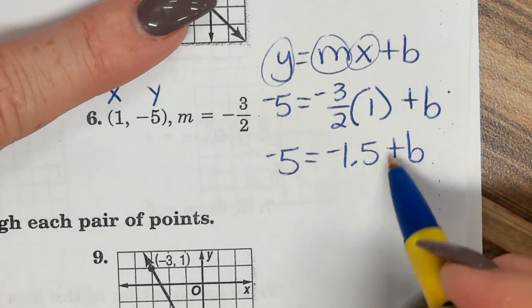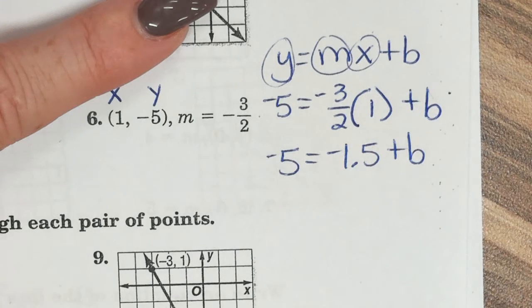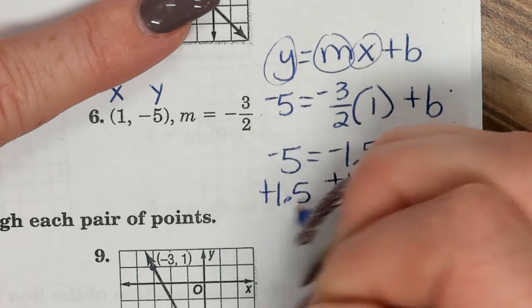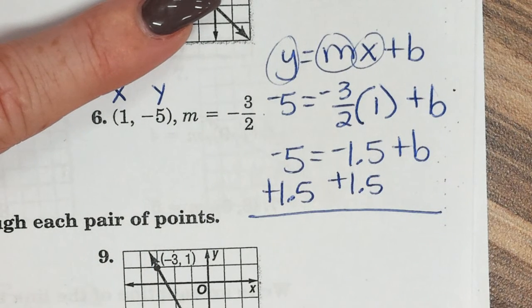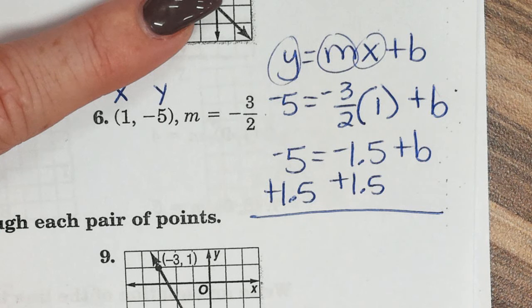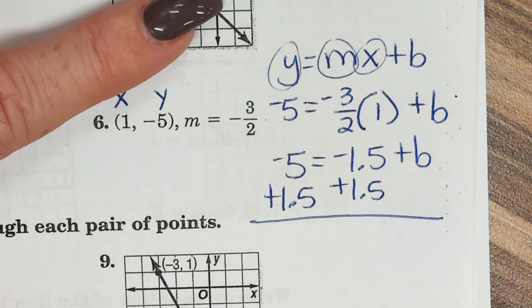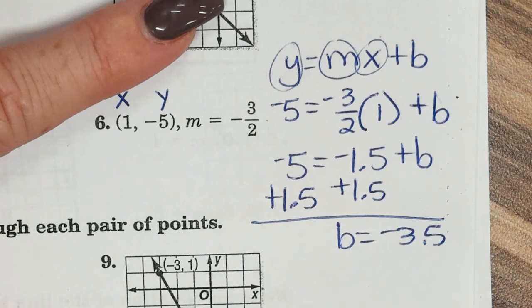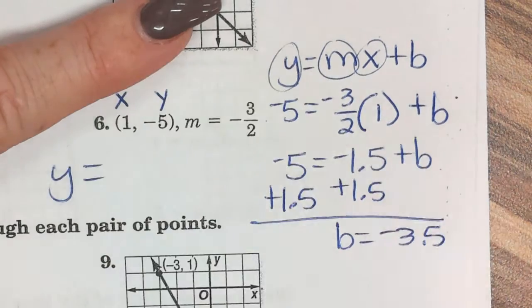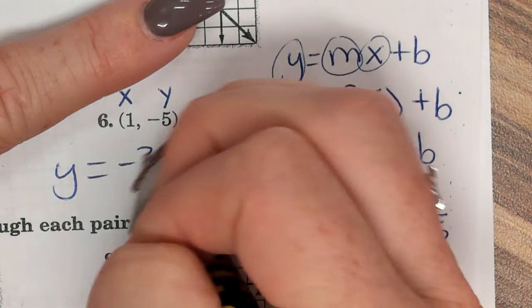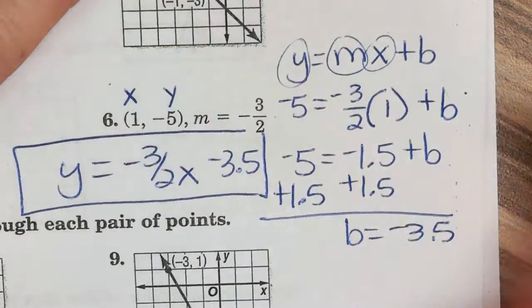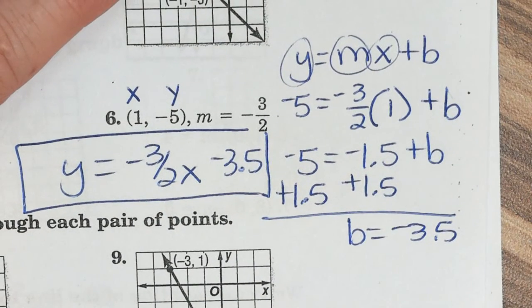So once you see that it's adding or subtracting, you have to zero it out, yes? So I'm going to add 1.5. And -5 plus 1.5 is? -3.5. Use your calculator. So I have y equals, what's my slope? -3/2 x minus 3.5. Or -7/2 if you want to keep it a fraction.